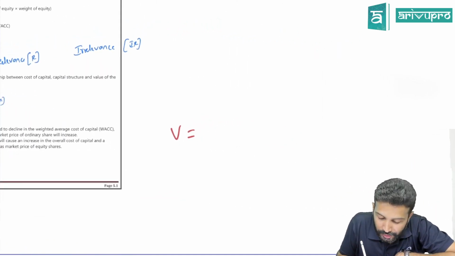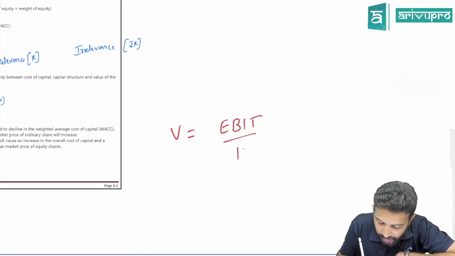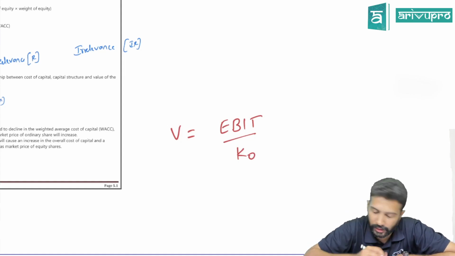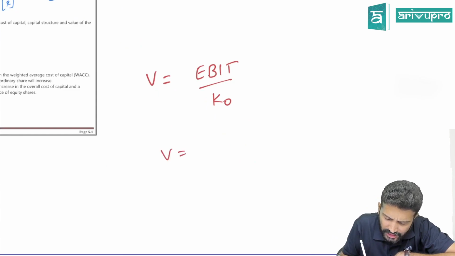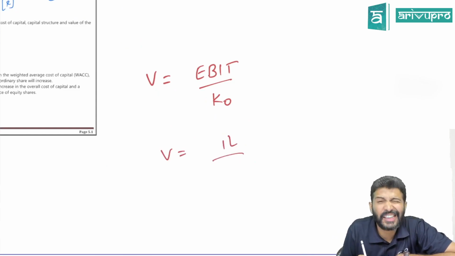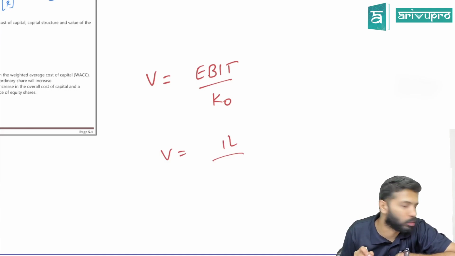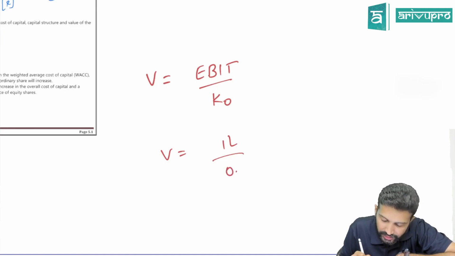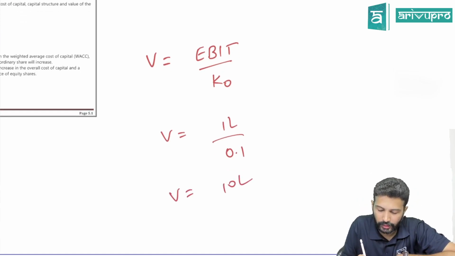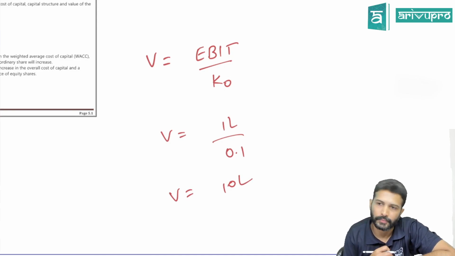How do you get value of the firm, sir? First formula, EBIT divided by KO, correct? EBIT divided by overall cost of capital. Let's assume some random numbers. Let's say EBIT is 1 lakh. Overall cost of capital, let's say, is 10%. Assumed. 10% means I will write it as 0.1. Can you tell me what is the value of the firm? 10 lakh. Any problem? Okay.